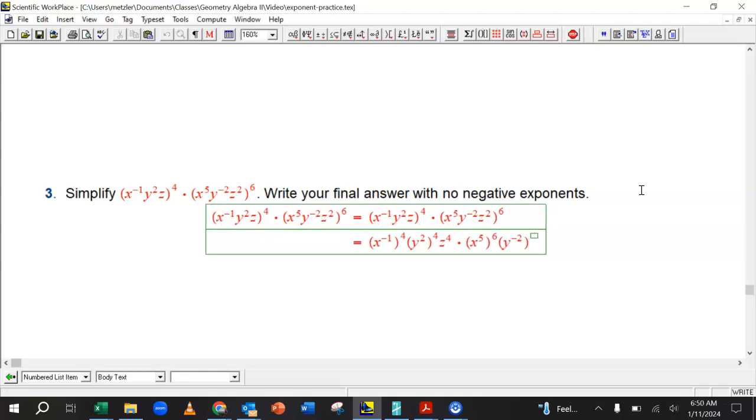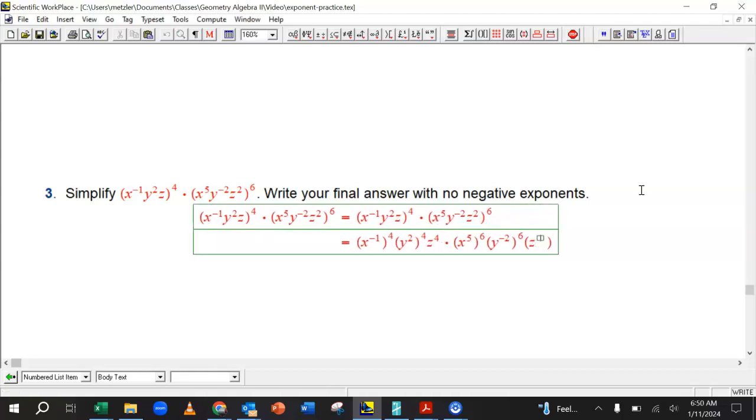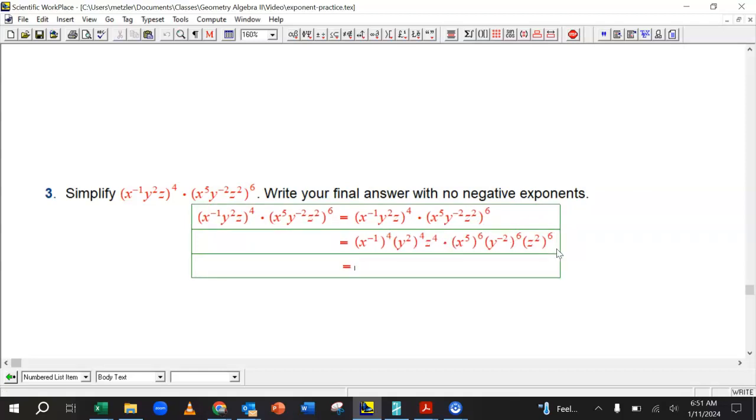So I'm just going to break it out, those individual pieces. These guys all get to the 4th power. These guys all get to the 6th power. I'm going to put those powers together. Again, negative exponents don't do anything weird here. They do multiply. These exponents multiply. This is just z to the 4th. This multiplies. Again, negative exponent multiplies, not anything weird.